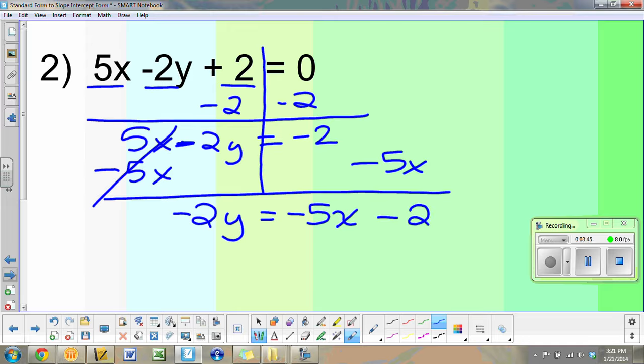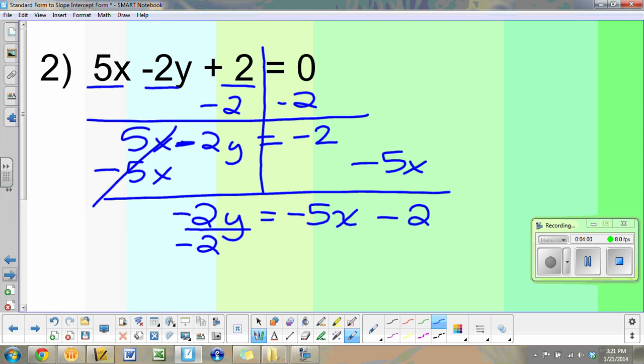Now I'm almost done, but I don't have y by itself because I have that negative 2 in front. Now, in order to get rid of that, I'm going to divide because it's being multiplied by the y now, and I don't want to move the whole term, just the 2, or the negative 2. So I'm going to divide by negative 2.